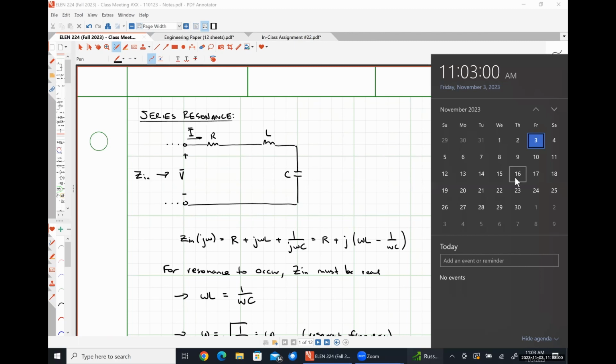So first, let me ask, is Wednesday the 15th? I have one person requesting it. I see several other thumbs up. Okay, so it seems like the general consensus is either Wednesday the 15th or I don't care. So if nobody is opposed, then let's put the exam on Wednesday the 15th.